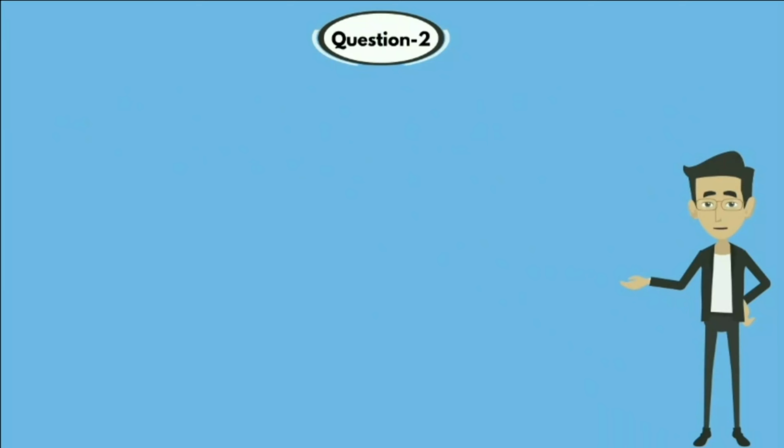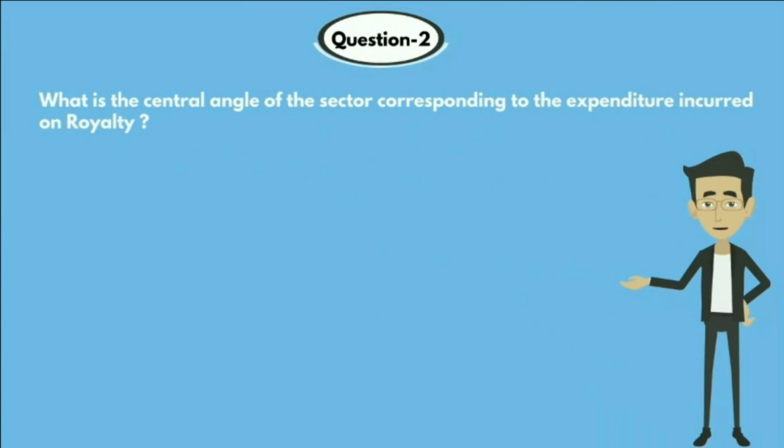Question number 2. What is the central angle of the sector corresponding to the expenditure incurred on royalty? Options are: Option A, 47 degrees. Option B, 28 degrees. Option C, 35 degrees. Option D, 54 degrees. And option E, none of these.